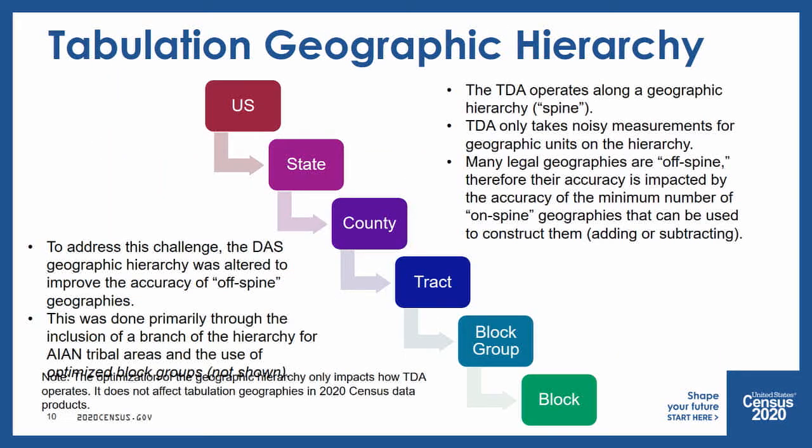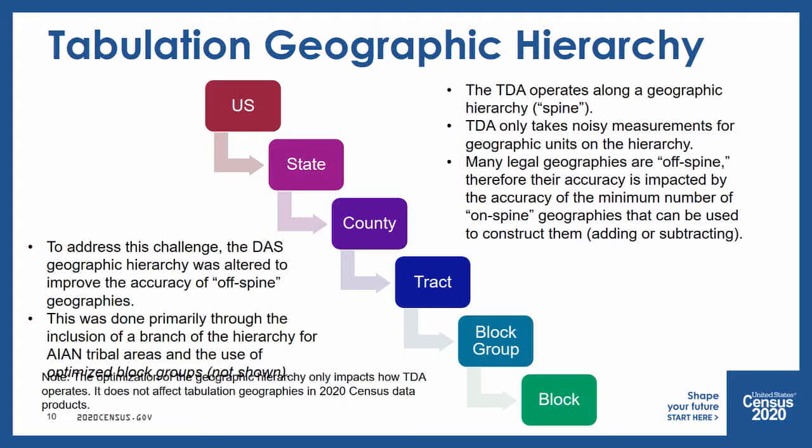So I mentioned the geographic hierarchy. The Census Bureau's traditional tabulation geographic hierarchy follows a very determined path. It's the US to the state, to the county, to the tract, to the block group, to the block. The top-down algorithm also works along a geographic hierarchy, but ours is slightly different, and we'll be talking more about that, and then my colleague Ryan will be talking even more about this process.